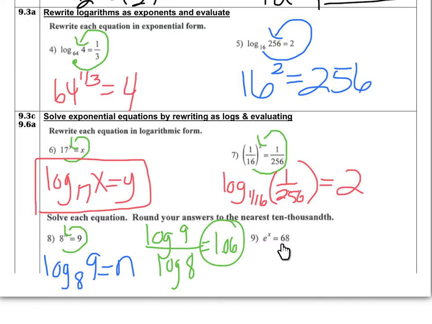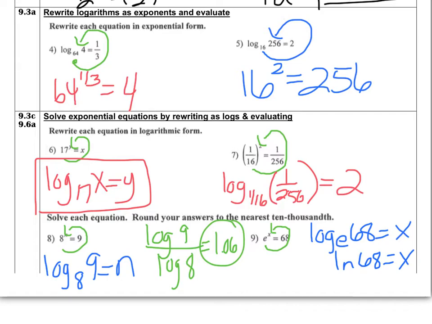Number 9 works the same way, but this is base e. So what I'm going to write here is just do my swoosh. This is exponent base e, so it'll be log base e of 68 equals x. So when you write that, it would look like this. Log base e of 68 equals x. Now be careful, you may not write log base e. Log base e is the same as our natural log button, so it really just means the natural log of 68 equals x.